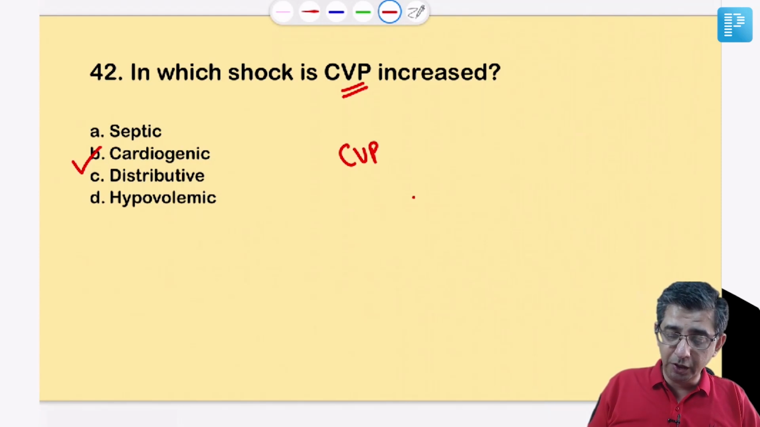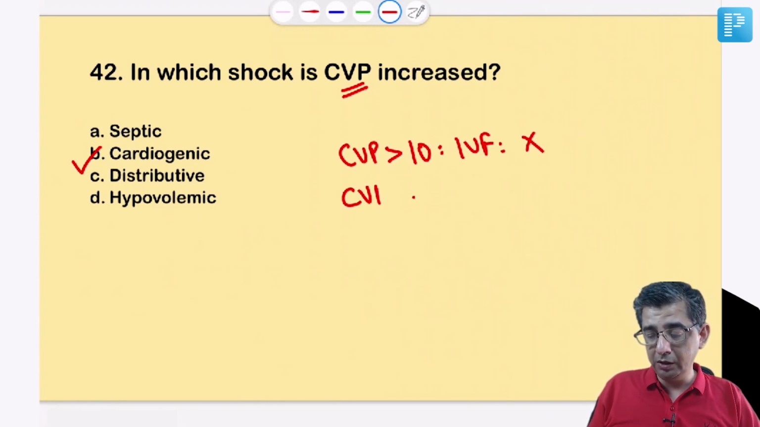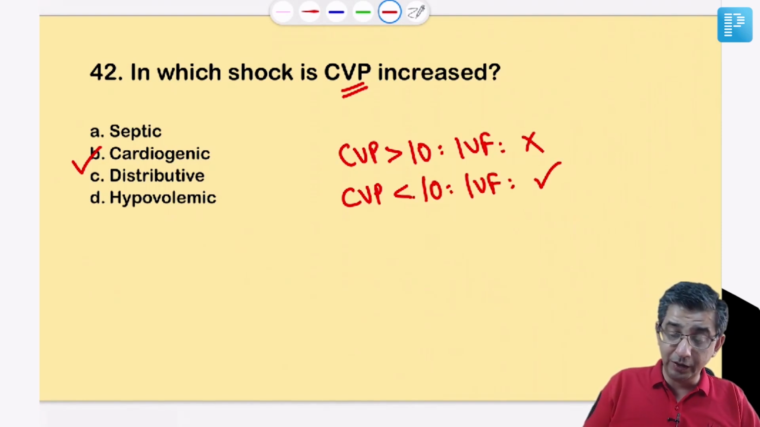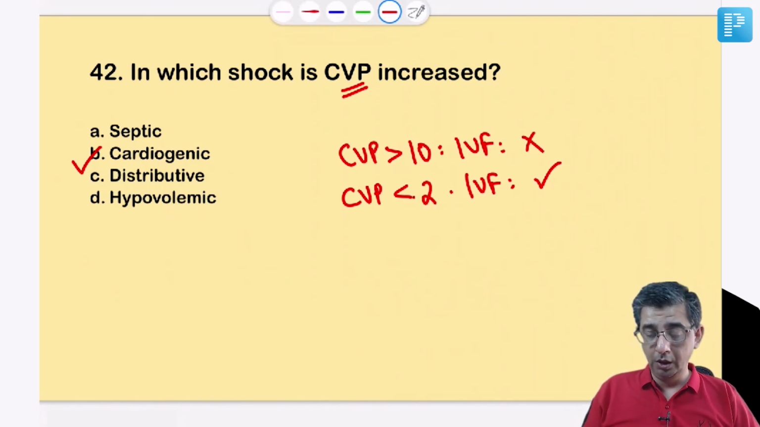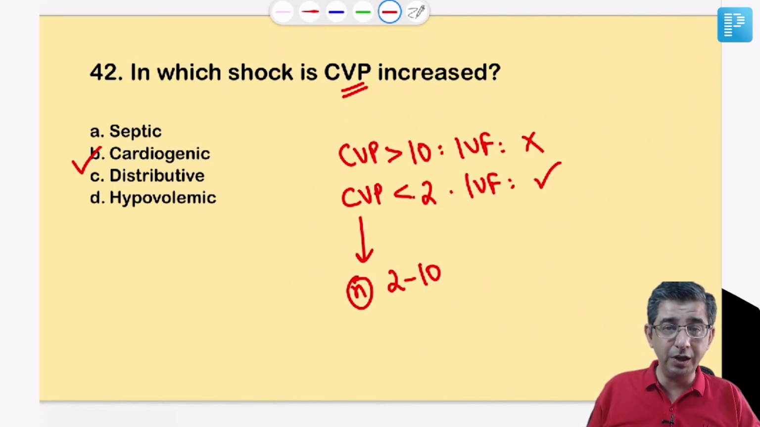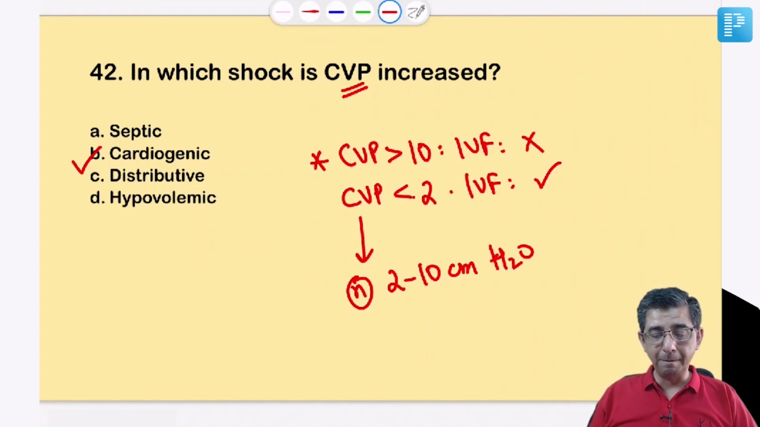If the CVP of the patient is more than 10, then IV fluids are never given. And in all other types of shock, whatever be the variety, like hypovolemic shock or distributive shock, CVP would always be less than 10. So you would be on the lower limit of normal, less than 2, because the normal range is 2 to 10 centimeters of water. Normal central venous pressure is, it's not JVP guys, please be clear, I've explained that in the app. Normal CVP is 2 to 10 centimeters of water.